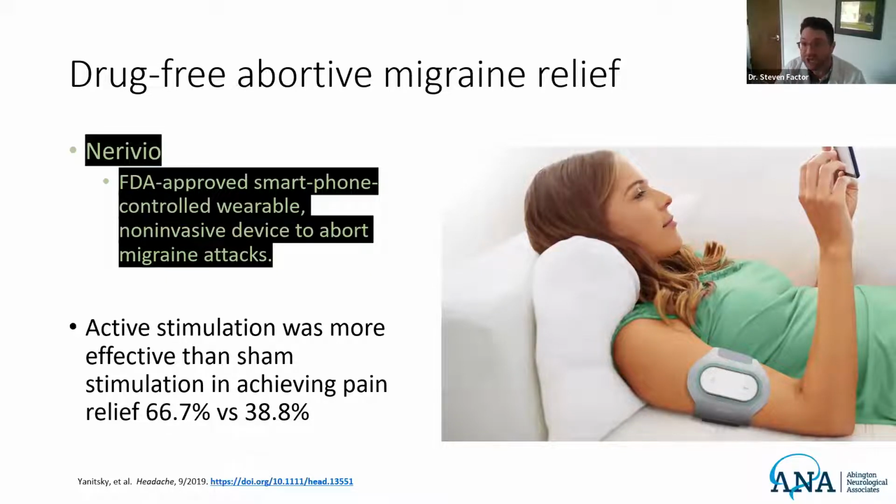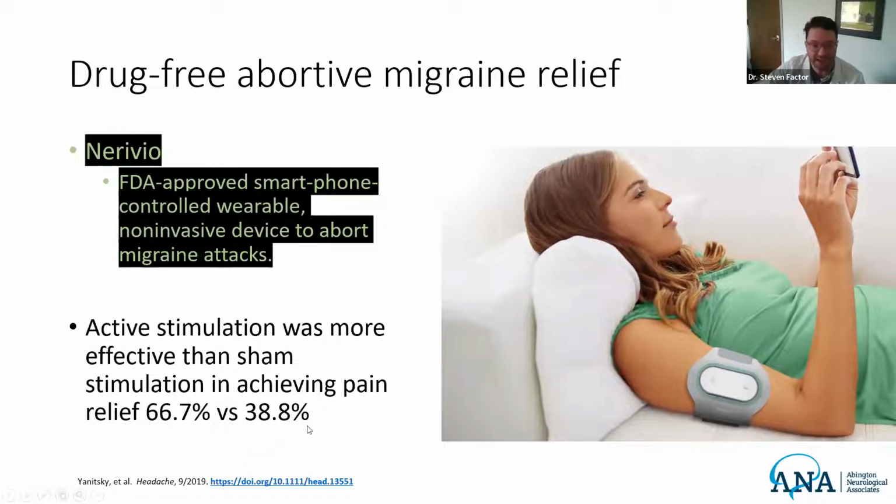For those who don't like drugs, and we have patients like that, who don't like to take oral drugs or inject drugs, we have drug-free abortive migraine relief. Nerivio is a relatively new FDA-approved, smartphone-controlled, wearable, non-invasive device. It aborts migraine attacks. It is not a preventative medication. It's an abortive medication. So when you have a headache, you would open up the app after wrapping this Nerivio device on your arm and start a 45-minute approximately treatment period.